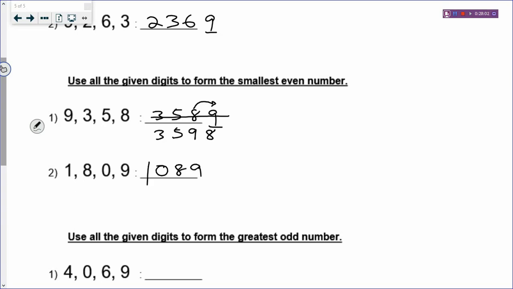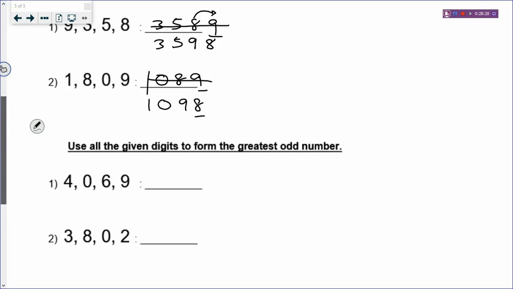Right? So that's your smallest number. But is that even? You look at the last digit. No, it's not even. So what do you do? You switch place with the 8. So that'll be 1, 0, still the same two digits at the front. 1, 0, but the 8, you switch place with the 9. So now you have the smallest even number, which is 1098. And you look at the last digit, it is even. That's why the number is even.